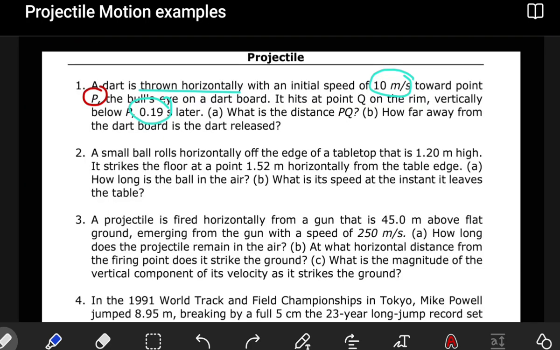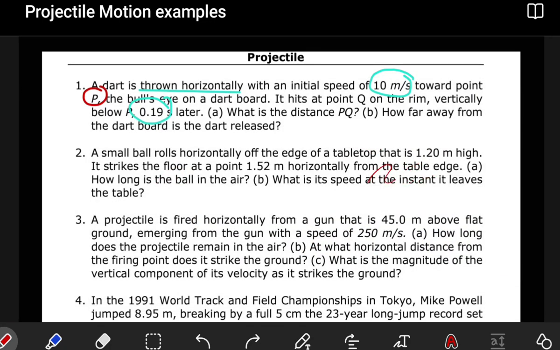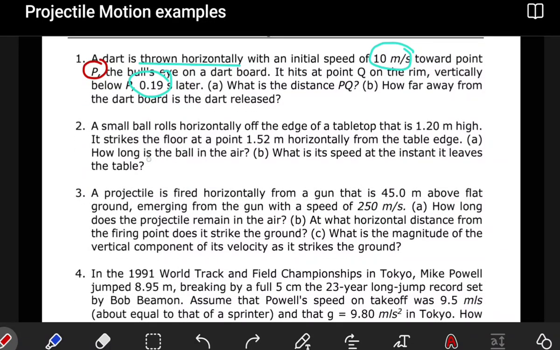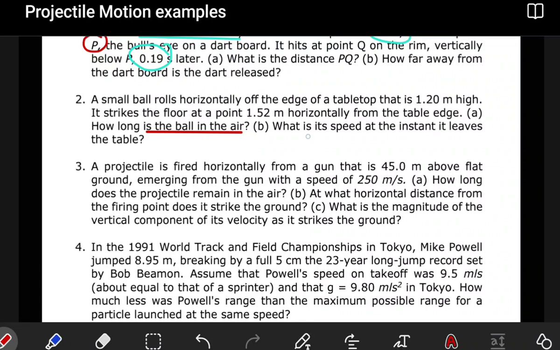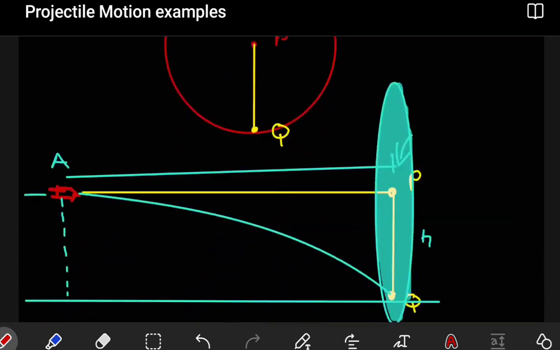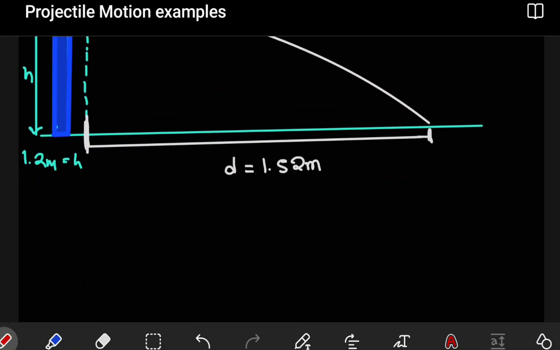So the question is actually asking for two things. In the first part, they want us to find how long the ball is in the air. So they're looking for time, the total time of travel. And in the second part, they're asking us to determine the speed at the instant it leaves the table, so the initial speed that the ball actually has. With that in mind, let's look at what we have.